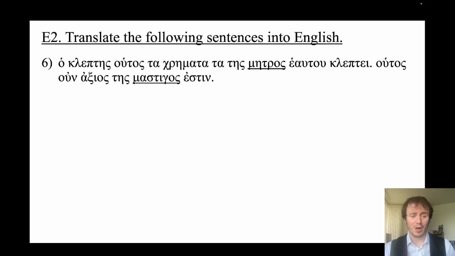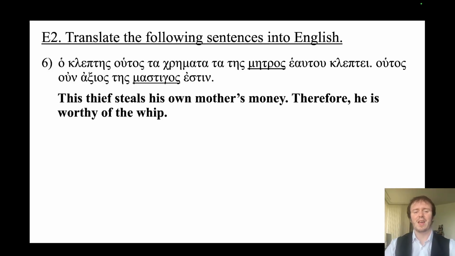Sixthly, we have hokleptes houtos ta kremata tates metros ἑαυτου kleptei. Houtos un axios tes mastigos estin. Here you should have put, this thief steals his own mother's money. Therefore, he is worthy of the whip. Complex sentences right here, you know, we're certainly advancing in our Greek. Let me just say that here we had ἑαυτου, meaning of himself. And that's about the mother.